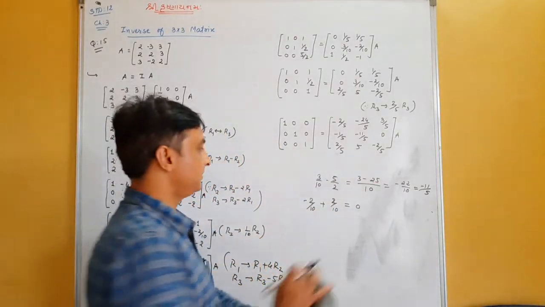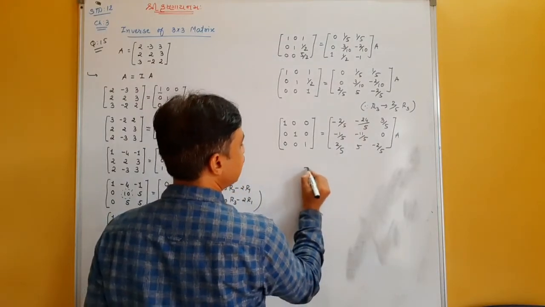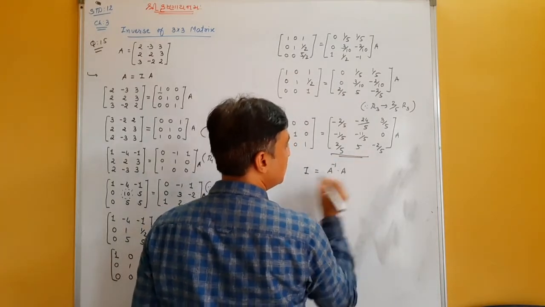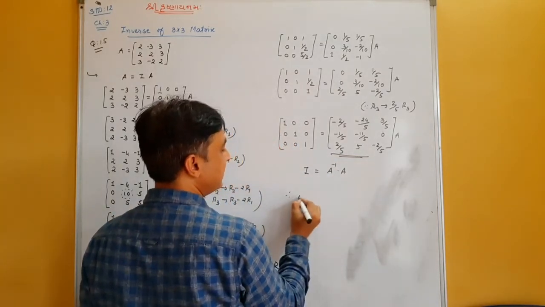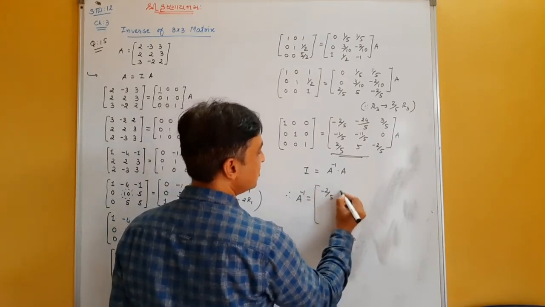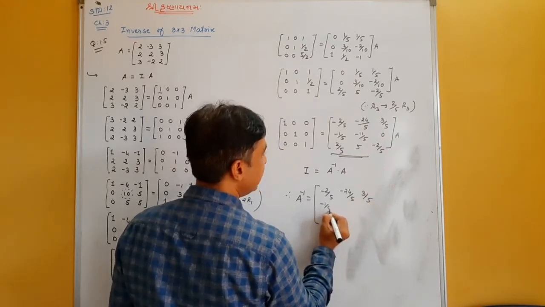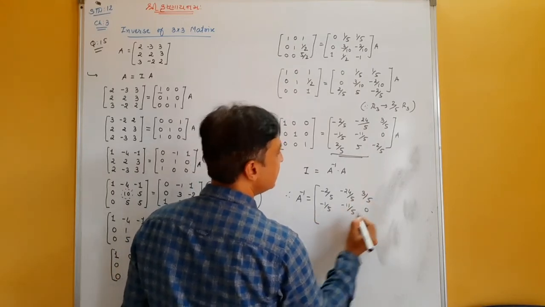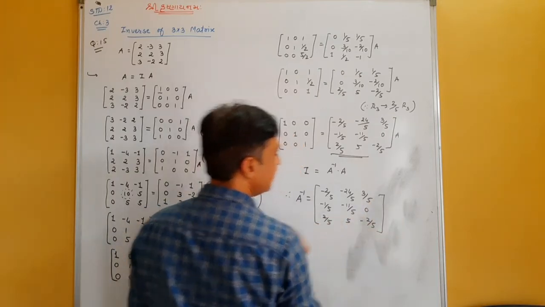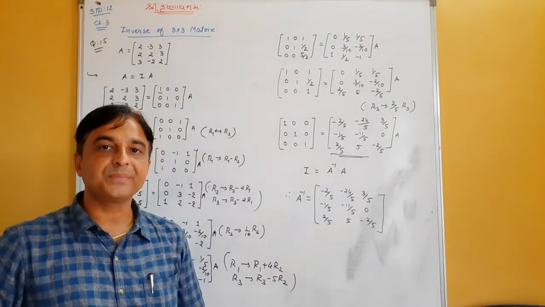Now, this is the identity matrix. This is A inverse into A. So that means A inverse is minus 2 by 5, minus 24 by 5, 3 by 5, minus 1 by 5, minus 11 by 5, 0, 2 by 5, 5, minus 2 by 5. This is our inverse matrix of the given matrix A.